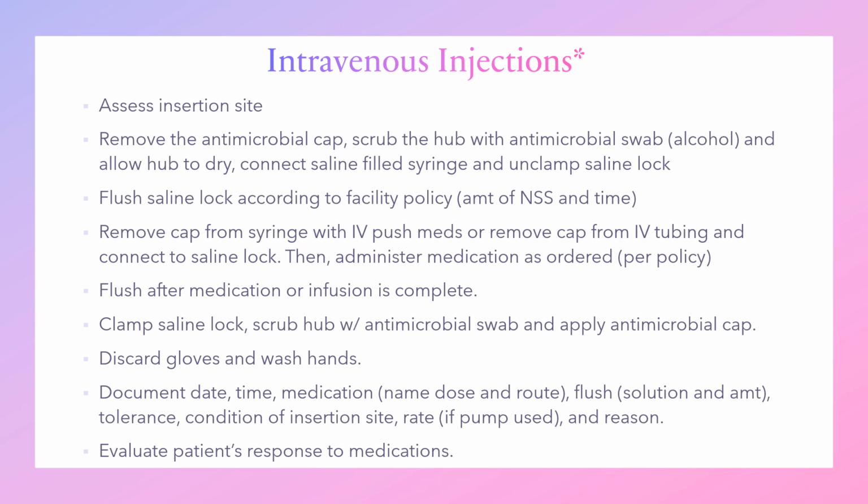Remove the cap from the syringe with the IV push medication in it. That should already be prepared, whether it needed dilution or not. Remove the cap from the IV tubing and connect it to the saline lock. Then administer the medication as ordered per policy. Flush after the medication or infusion is complete. Clamp the saline lock, also known as a hep lock.